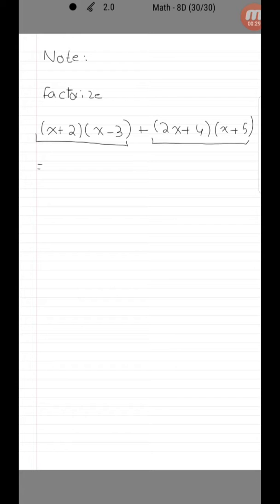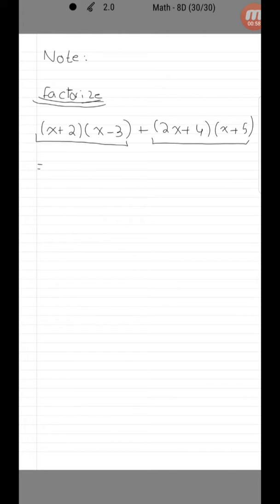Now as I can see, I don't have a common factor between the first term and the second term. In the first term I have x plus 2, x minus 3, and in the second term I have 2x plus 4, x plus 5. So I don't have a common factor, but since I need to factorize, there must be a common factor.